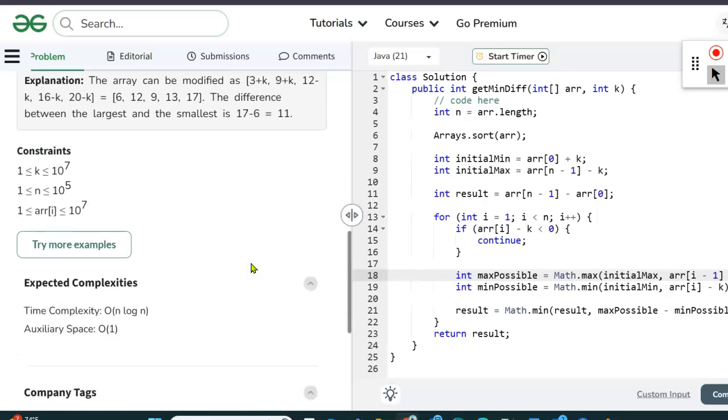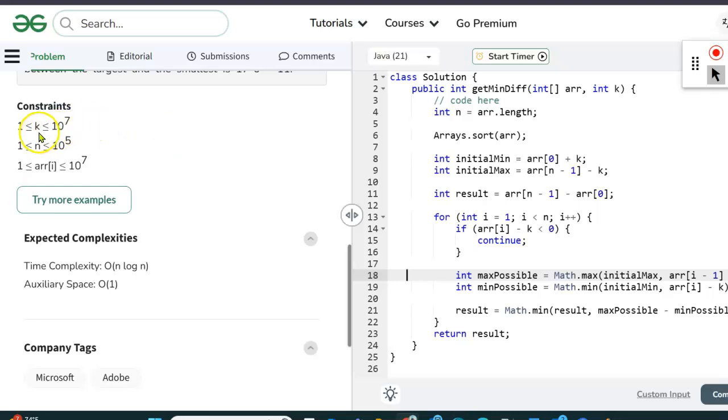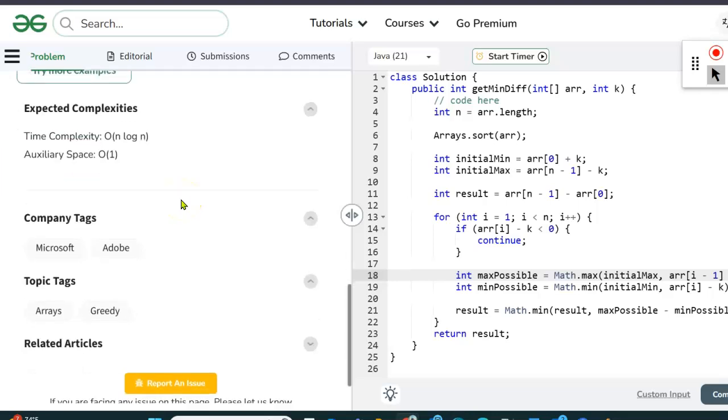Okay, well, let's look at constraints, then we'll look at examples. K is between 1 and 10 to the 7th. What is that? 7 zeros. 10 million. Number of towers is between 1 and 10 to the 5th. 100,000. The array elements are between 1 and 10 million. Expected complexity is n log n. So there's a sort in here. Companies: Microsoft, Adobe. Topic tag: greedy.